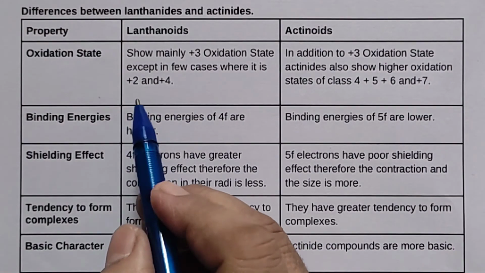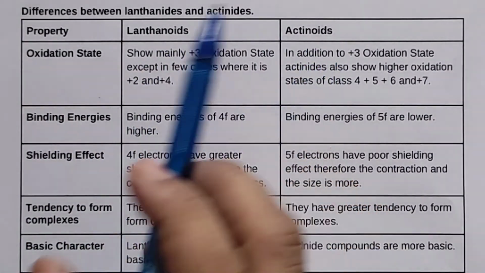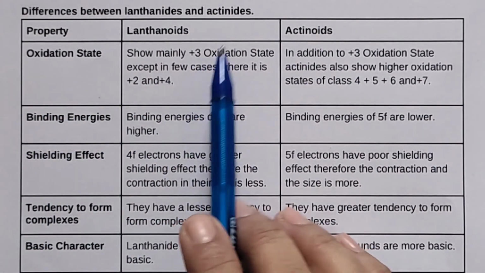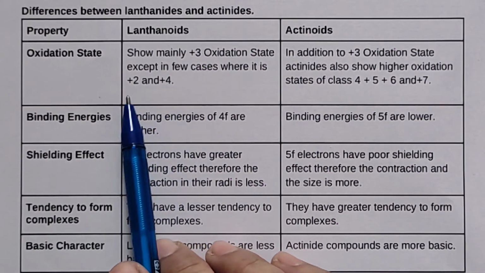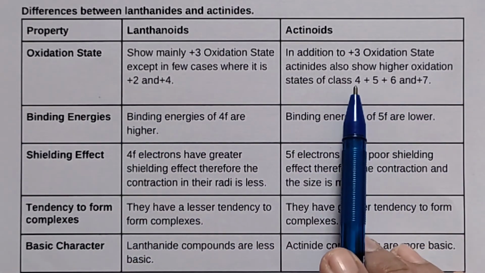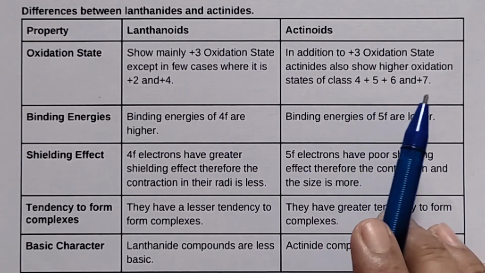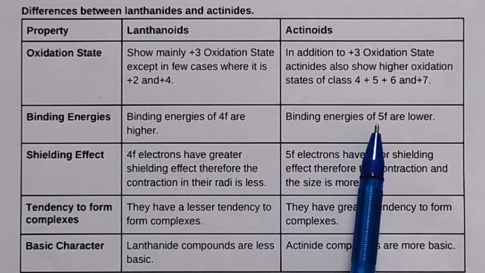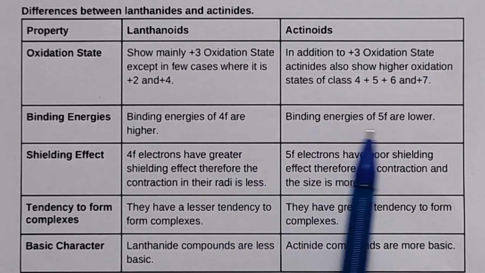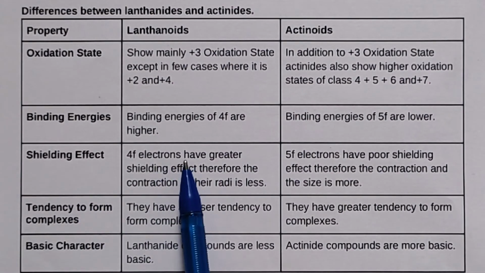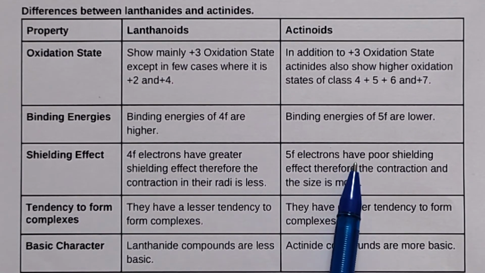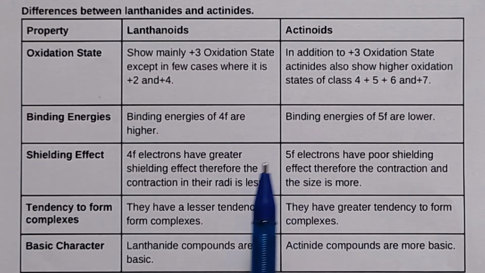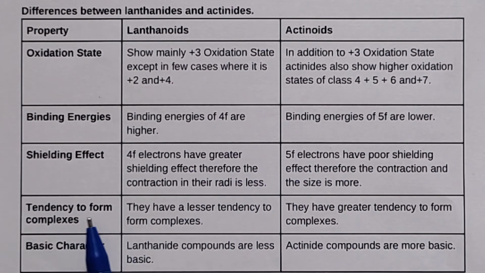Here are the differences. Lanthanides, actinides. In terms of oxidation state, both show +3, but in lanthanides +2 and +4 are also shown. Here all of +4, 5, 6, 7 are shown, even +2. Binding energies of 4f are higher and of 5f are lower. That is a difference between the two. Shielding effect: 4f has greater shielding in comparison to 5f. That reason part we have already done, but it is a difference. Both have a tendency to form complexes, but lanthanides have lesser tendency and actinides have more tendency to form complexes.